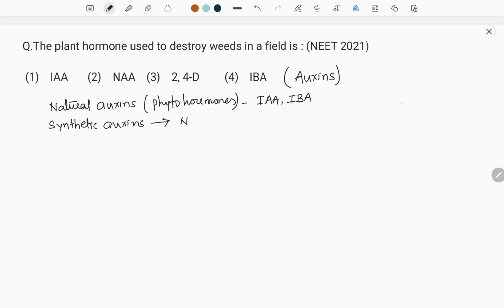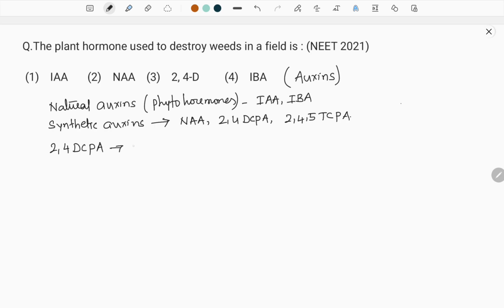They include NAA, naphthalene acetic acid, 2,4-dichlorophenoxyacetic acid, and 2,4,5-trichlorophenoxyacetic acid. Remember, the natural auxins and synthetic auxins both act very effectively in horticulture and agricultural fields. The question here is how and what destroys the weeds? Here, 2,4-D.